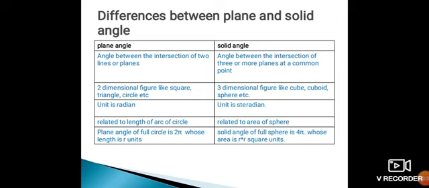Solid angle: angle between the intersection of 3 or more planes at a common point. Three-dimensional figures like cube, cuboid, sphere, etc. Unit is steradian. It is related to the area of a sphere. Solid angle of a full sphere is 4 pi, whose area is r into r square units.